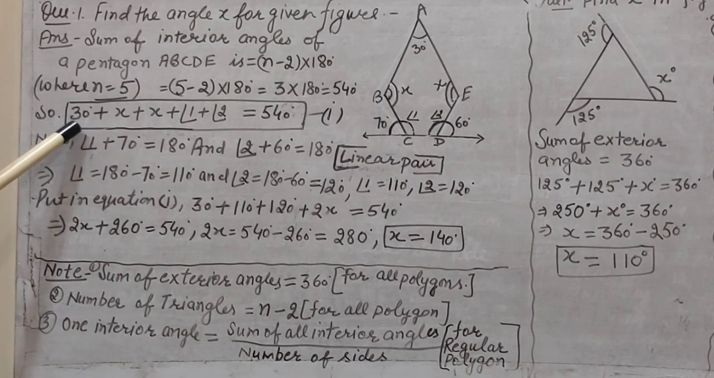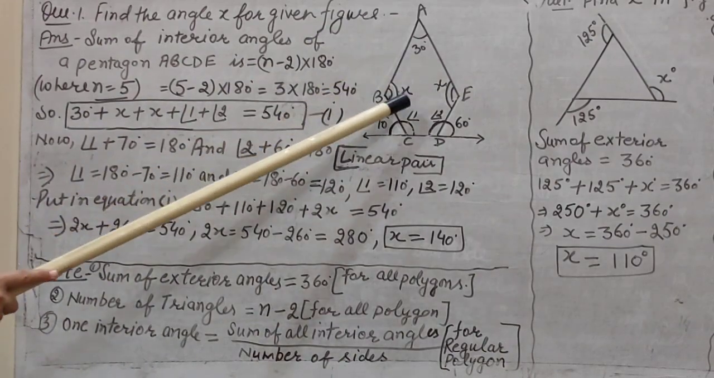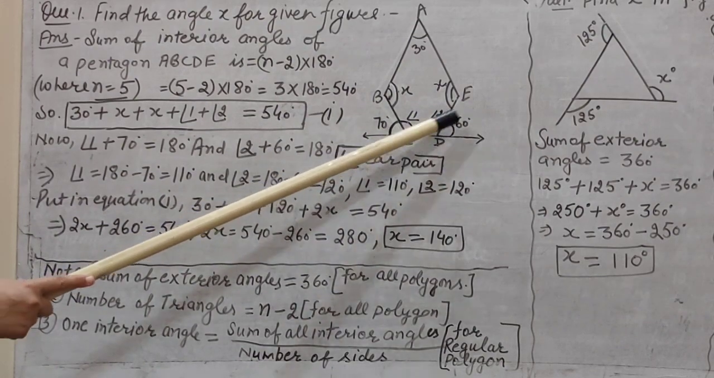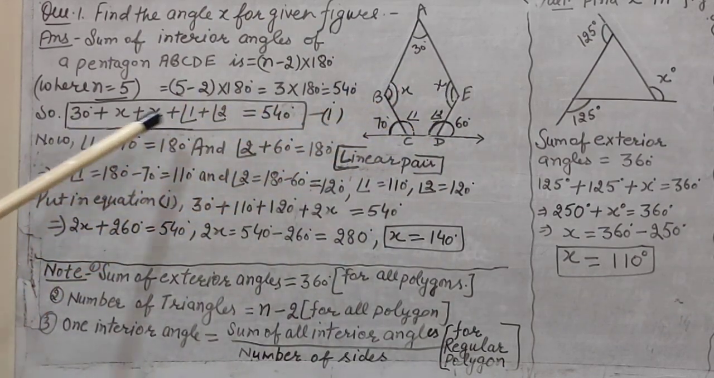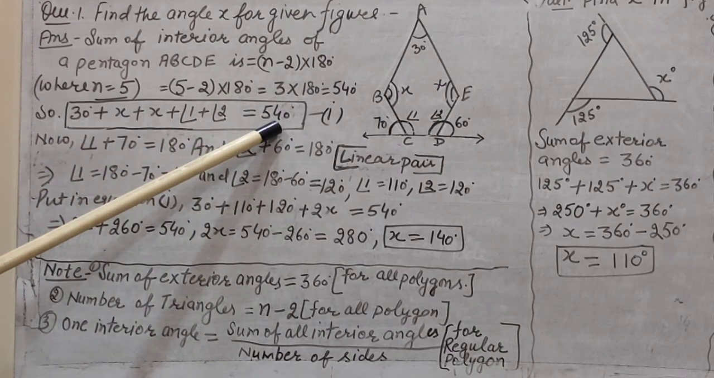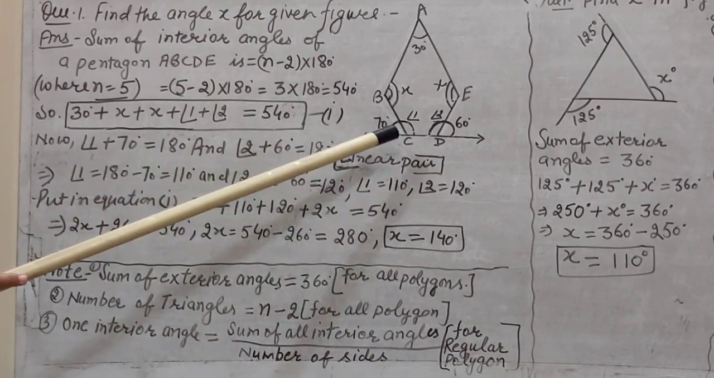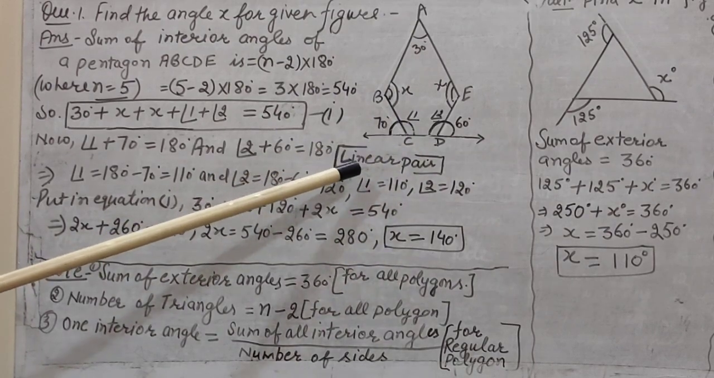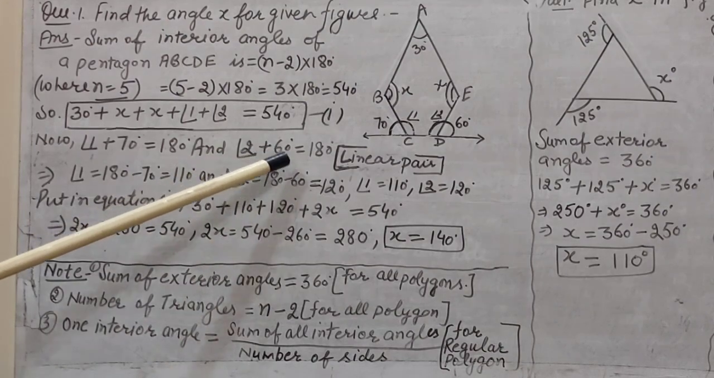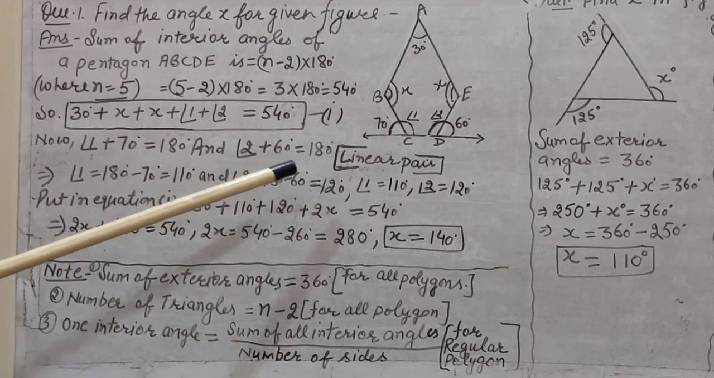Now we have to write the 5 angles in addition format. First angle 30 degree, then x, then next angles 1 and 2, and plus x. 5 angles are written in the form of addition and their sum is equal to 540 degree. Now angle 1 plus 70 is equal to 180 degree. As I told you, we can write using the linear pair property. Next, angle 2 plus 60, angle 2 and 60 also is equal to 180 degree.